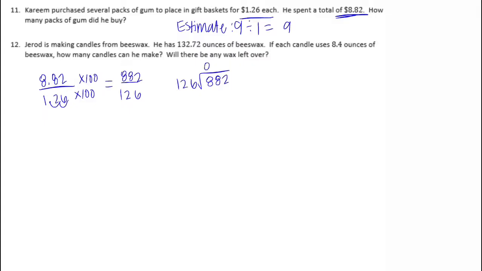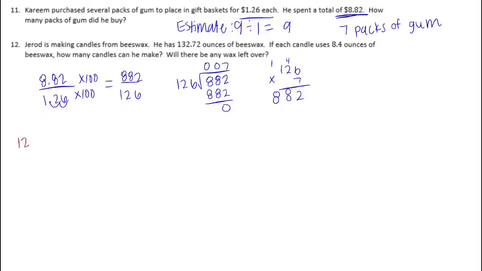So 126 can't go into 8 or 88. So let's try, let's see, 8 might be too much, maybe 7. 7 times 6 is 42. Carry the 4. 7 times 2 is 14, plus 4 is 18. And 7 times 1 is 7, plus 1 is 8. Yep. 7 times, that's 882. So he bought 7 packs of gum. And 7 packs is pretty close to our estimate of 9 packs. I mean, we didn't estimate 90 packs. It was 9. So we were only 2 off, which is a pretty good estimate.